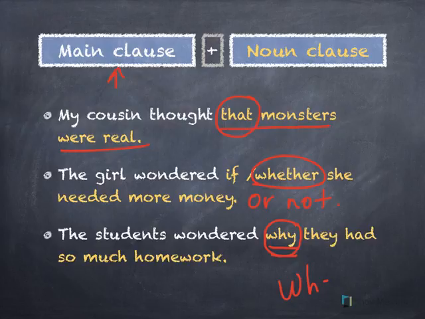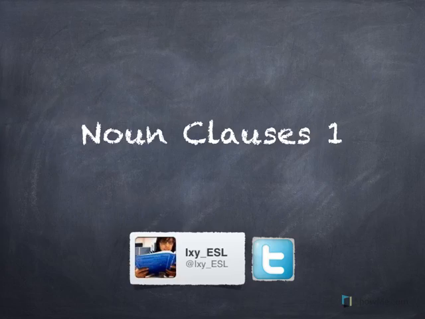Again, noun clauses are always dependent. They must always be attached to a main clause or an independent clause. And that concludes this video.